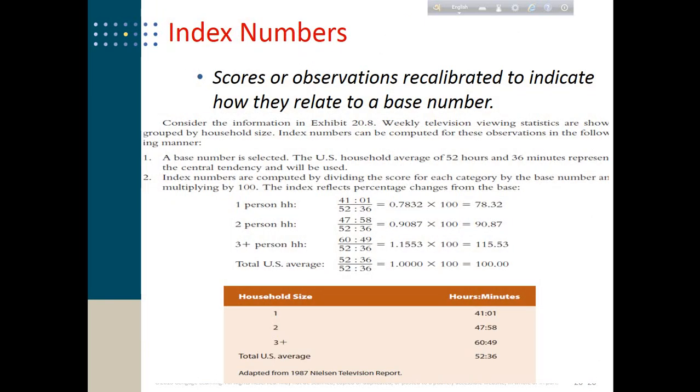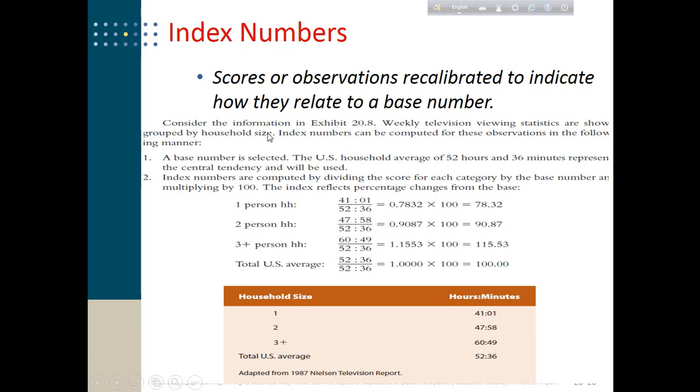Now index numbers. An index number is another way of transforming data into a useful form. Probably you are familiar with some index numbers, for example, the consumer price index, and sometimes we say stock price index. So an index number is basically transforming each observation relative to a base observation, so that it becomes easier to compare. Look at this example.